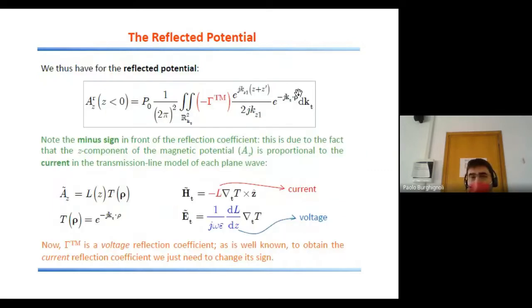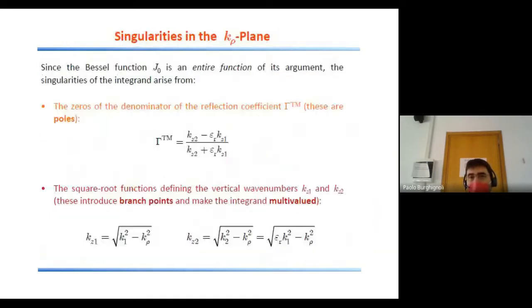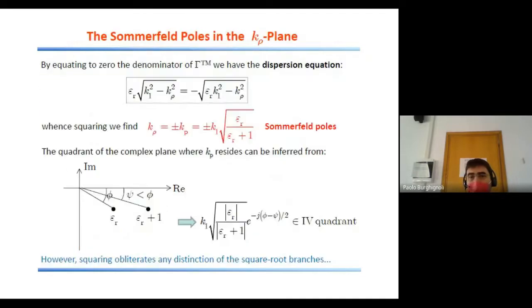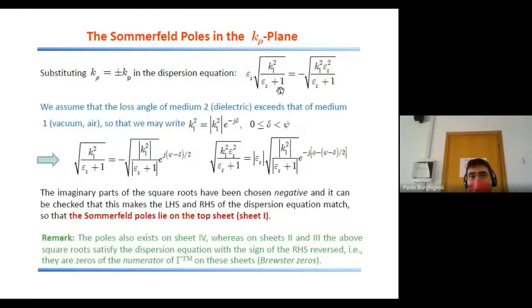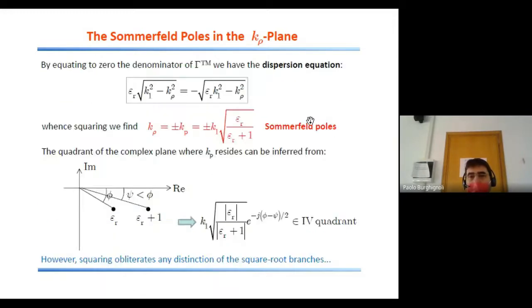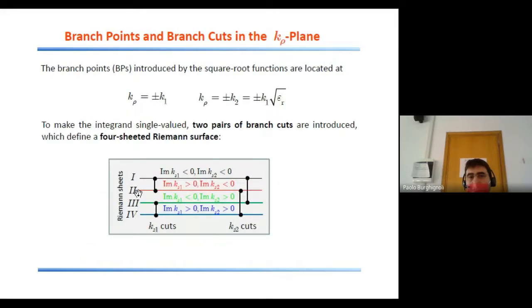So the difference between numerator and denominator is only a matter of sign. This means that if, in the dispersion equation, you evaluate the left square root by choosing the negative imaginary part and the right square root by choosing the positive imaginary part, what you will satisfy is not the dispersion equation, that is, you will not find the zero of the denominator, but rather the zero of the numerator of the reflection coefficient. And this is true, therefore, in Riemann sheets number 2 and number 3.